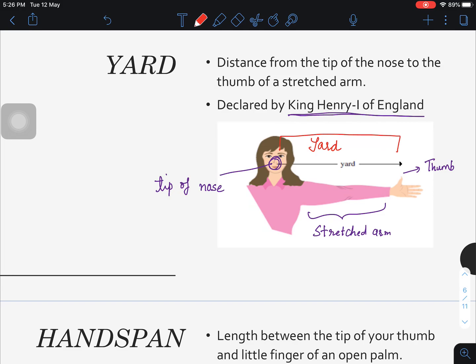So now this is fixed, that this is a yard. If I stretch my hand from the tip of my nose till my thumb, it is going to be a yard. Now if I want to measure the length of any cloth, I will keep one end of the cloth on the tip of my nose, and then I will see how many yards that cloth is. It could be 2, it could be 3, it could even be 2.5, 3.5. It depends upon the length of the cloth. So I'm just fixing this, this becomes my fixed quantity.